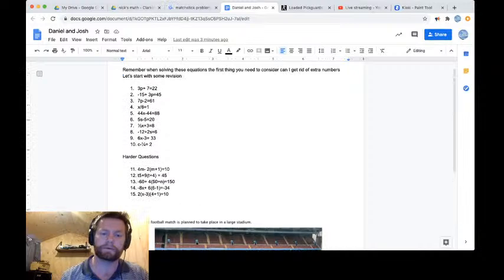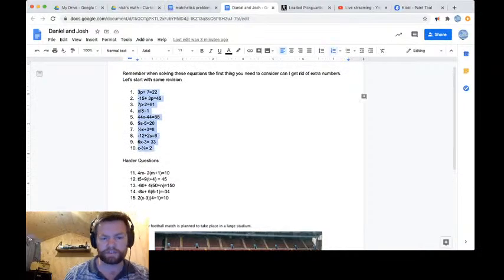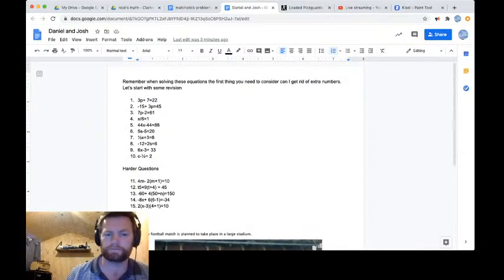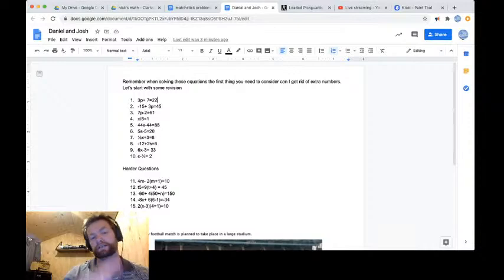First thing, we've got some revision here. These ones are basic revision of what we were talking about last week, which is using the equal sign as a balance so that you can flip numbers to the other side of the equal sign and make them do the opposite thing. So in this question, for example, 3p plus 7 equals 22. To get the answer to p, you'd move the 7 to the other side.